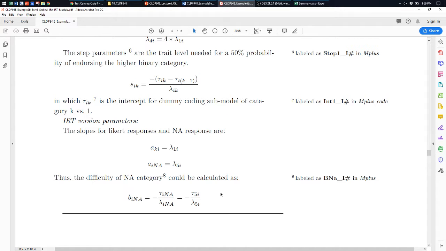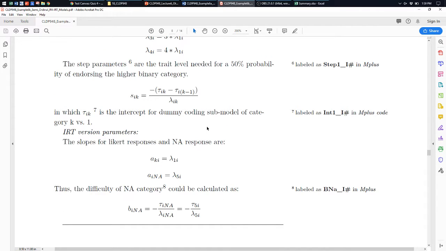And we create the new parameter step, which is, there is an arrow here. So this is the location at which people will be more likely to choose the higher category. They are not necessarily 50-50%, but they have the same probability to choose, for example, category 1 over category 2 over category 1.